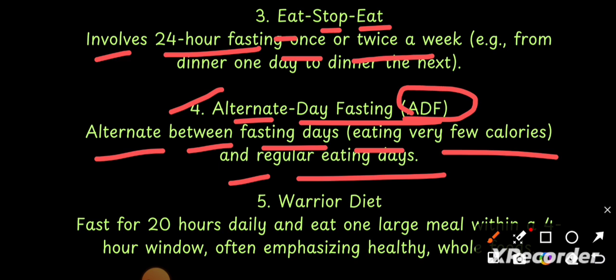Alternate day fasting can also be done by taking a few calories on the fasting day and eating regularly on the remaining days. Like on Monday you're eating normally, and on Tuesday you're restricting your calories, eating very few calories. Again on Wednesday you're eating normally. On Thursday you're restricting your calories. This is what the alternate day fasting method means.